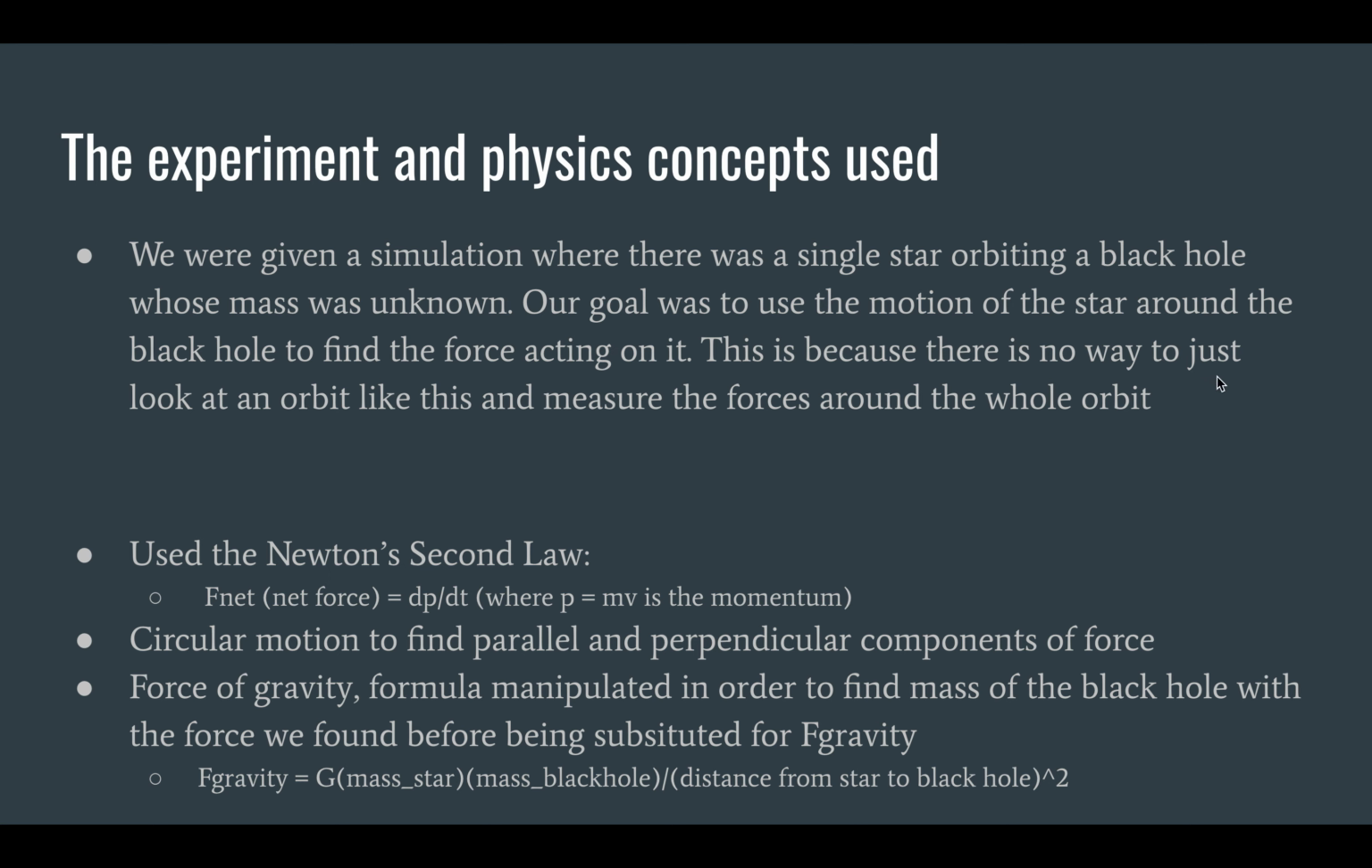So we just talked about what the simulation was. It's a star orbiting a black hole whose mass is unknown. The first physics concept we use is Newton's second law of motion, where the net force is proportional to the rate of change of momentum. This is change of momentum over change in time. For circular motion, we define the parallel and the perpendicular components of the force, and the force of gravity. We use that formula in order to find the mass of the black hole.